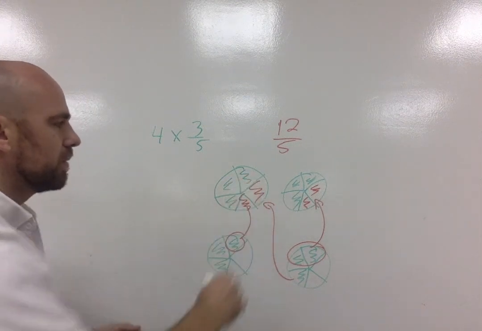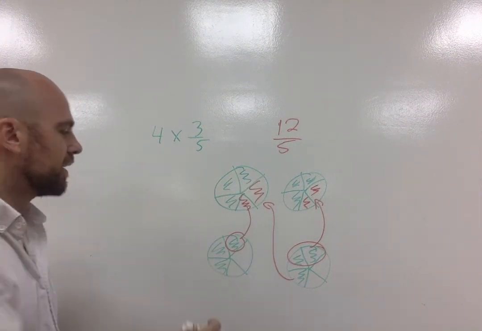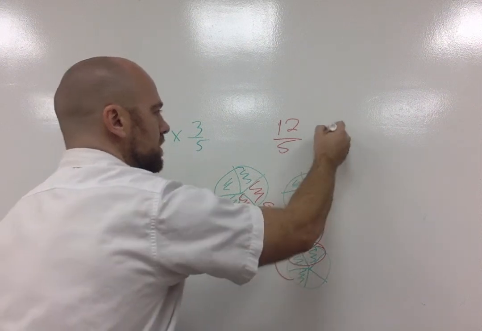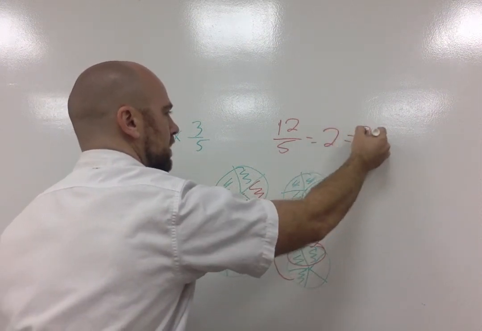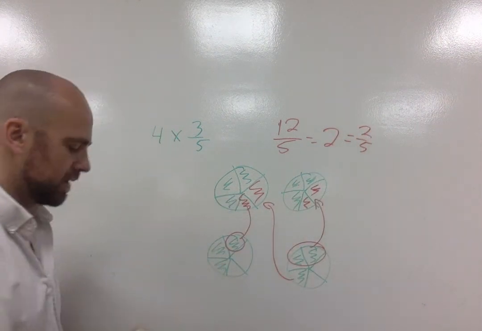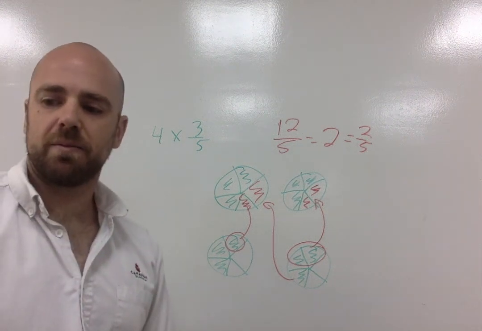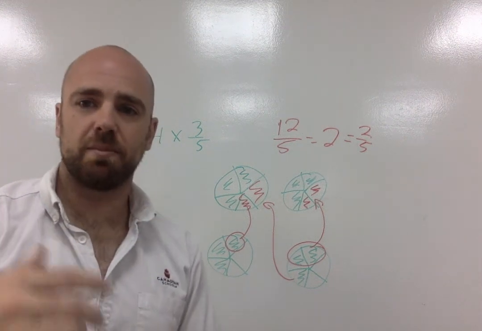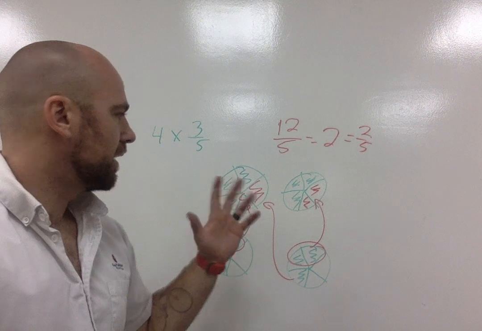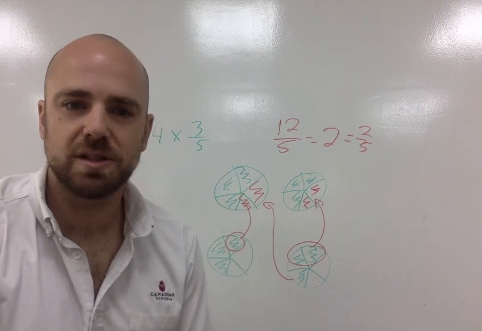Or I can move them to try to fill them up. And then I look at it and I know I got 2 wholes and 2/5 remaining. Okay? So this is just how we can model multiplying using whole numbers and fractions.